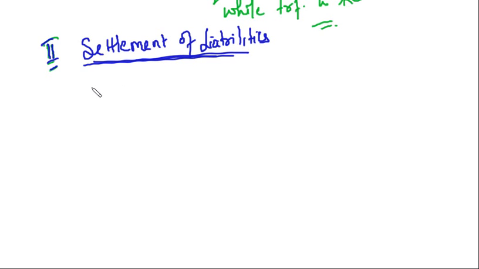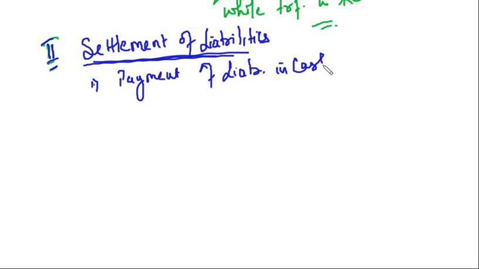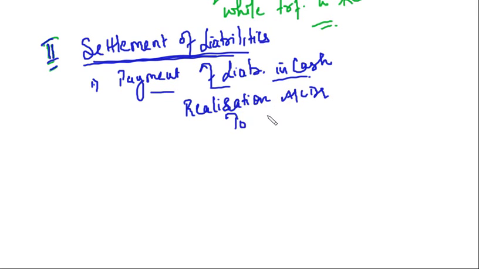Now first is payment of liabilities in cash. Payment of liabilities in cash, then we will say realization account debit to cash or bank account. Because the liabilities have already been debited to realization account, now here we will debit the realization account.